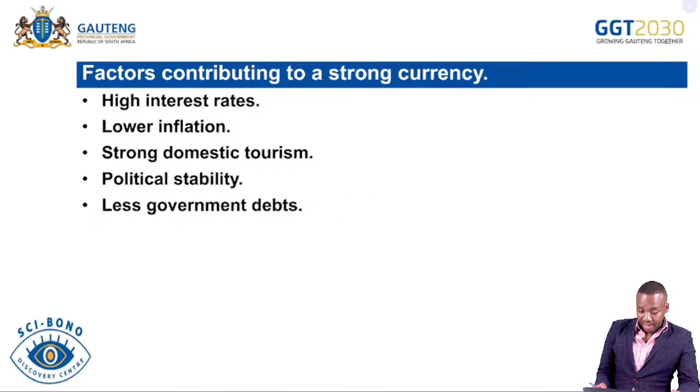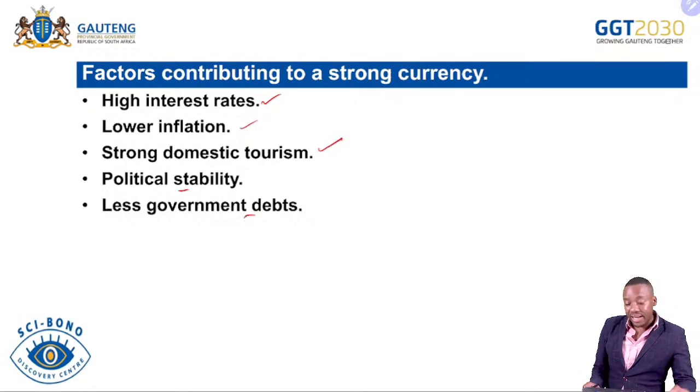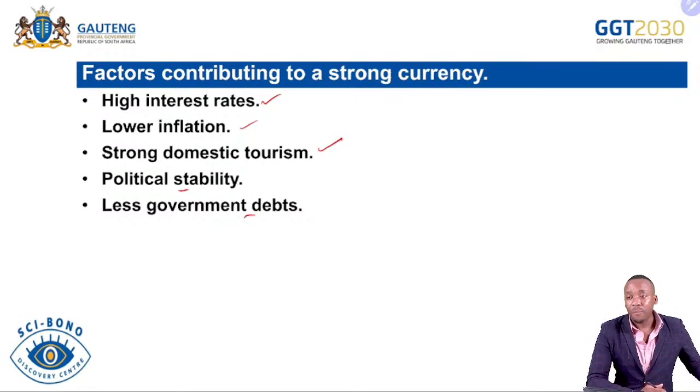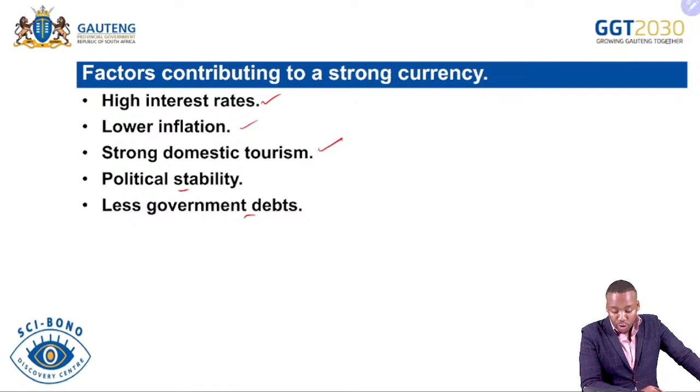A weak currency. Factors contributing to a strong currency. What makes a currency to be strong? When a country has high interest rates, lower inflation, when people are doing domestic tourism, when there's peace in the politics of the country, or when the government has less debt, then that means what? Our currency, it is going to be strong.